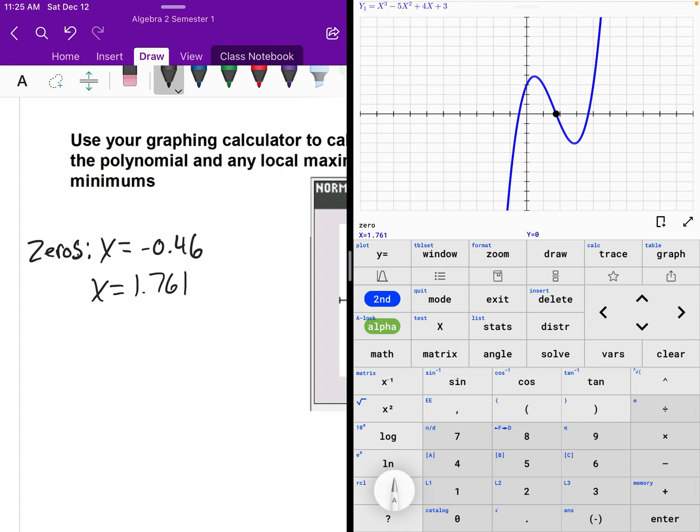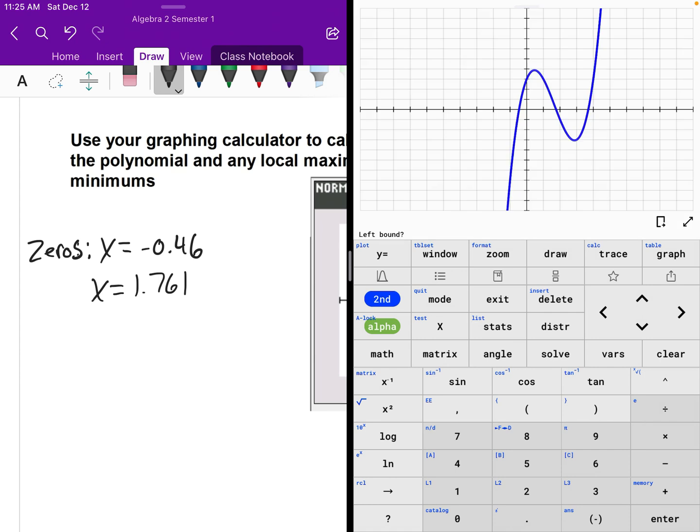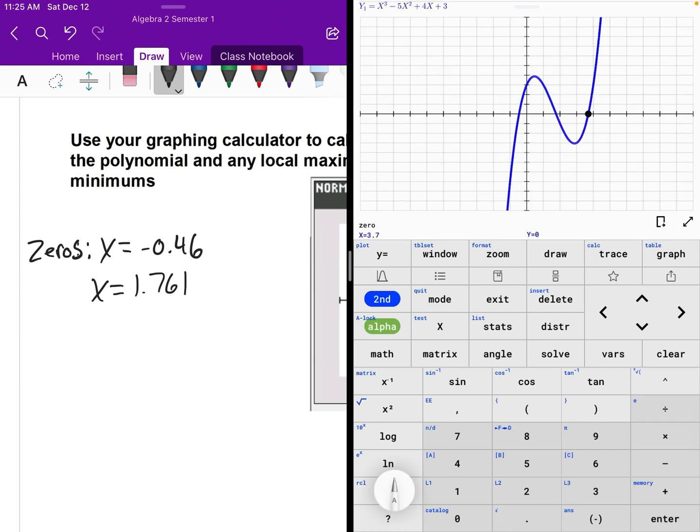And finally, that last one looks like it goes between 3 and 4. So second trace, finding that 0, it goes between 3 and 4. And y is equal to 0. So x is equal to 3.7. Okay, it crosses through the x-axis 3 times, so we should have 3 zeros. All right, finding those local max and mins.